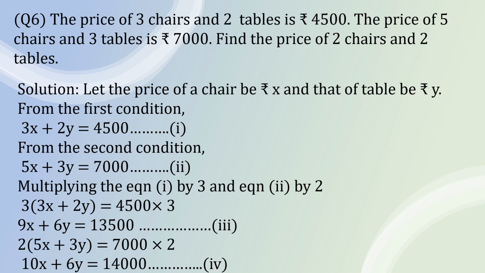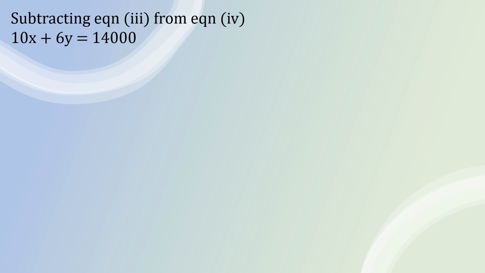So now see, we have made the variable y have the same coefficient, 6y and 6y. You can see now the variable y has the same coefficient. So now we'll apply the operation. But both have the same sign, so we'll do subtracting equation 3 and 4. We'll subtract equation 3 from equation 4. So you'll write down equation 4 first: 10x plus 6y equal to 14,000. Below that we'll write equation number 3, that is 9x plus 6y equal to 13,500.